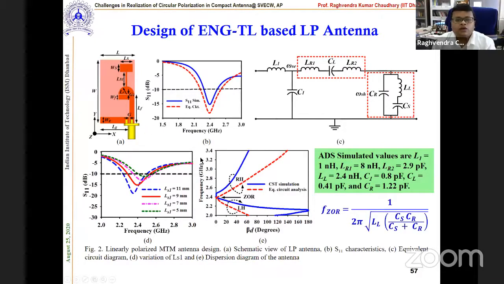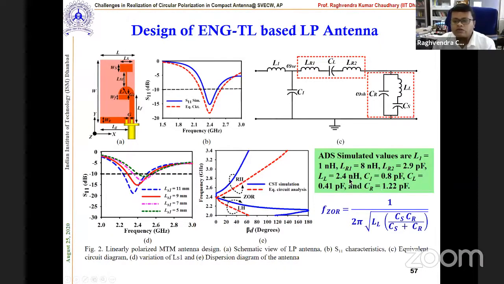We also validated its ZOR frequencies, and we found 2.4 is this thing. And on the same basis, we developed an equivalent circuit, and we found a formula for that also. We can find it out, and we also simulated it over ADS, and these are the L and C values, correct?